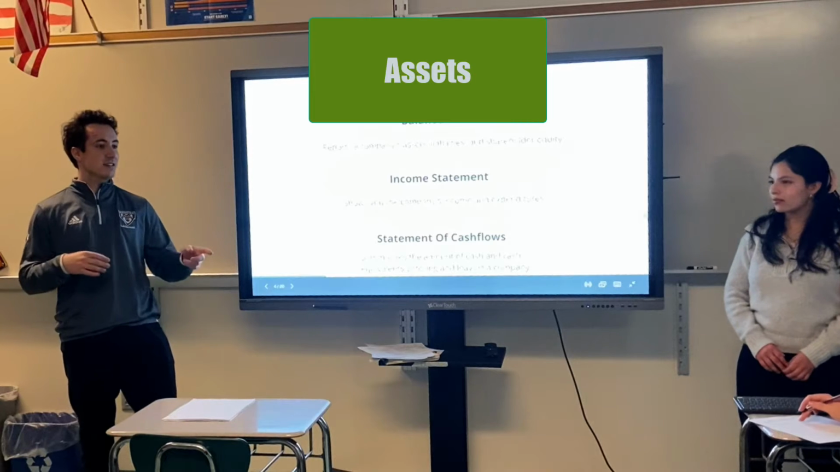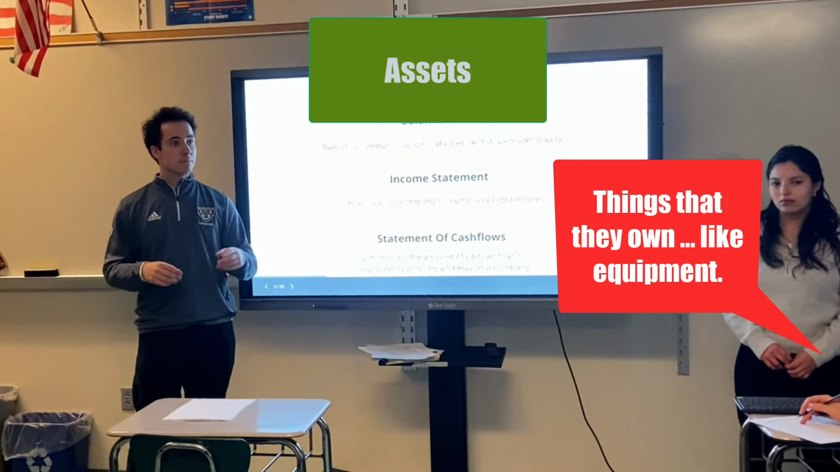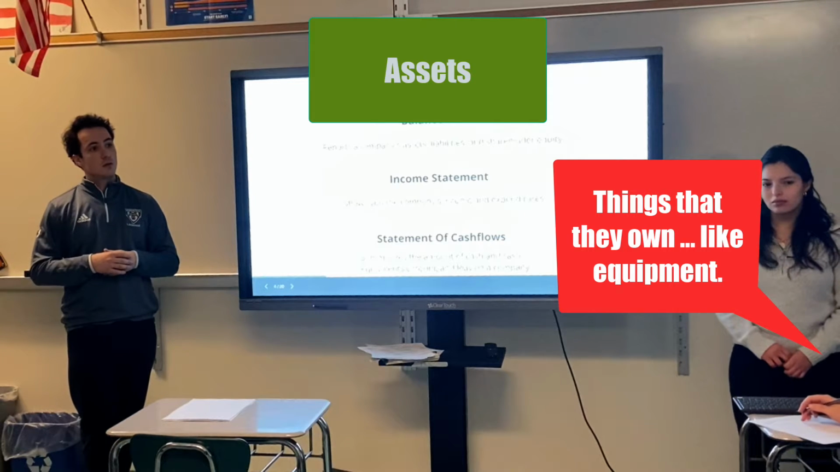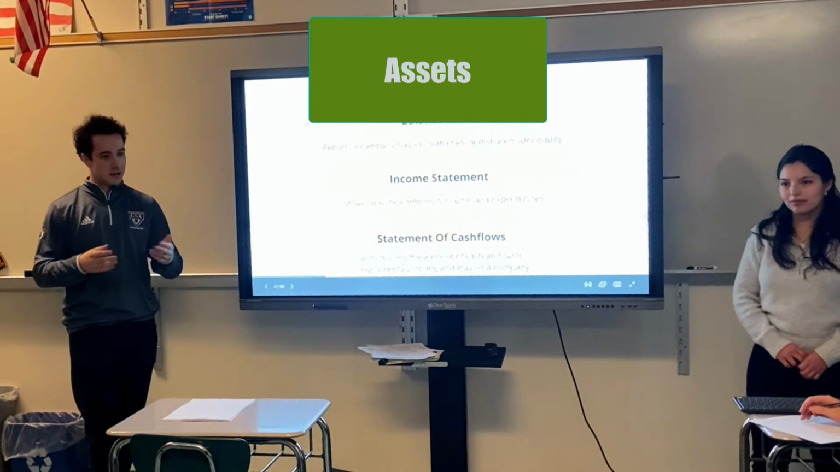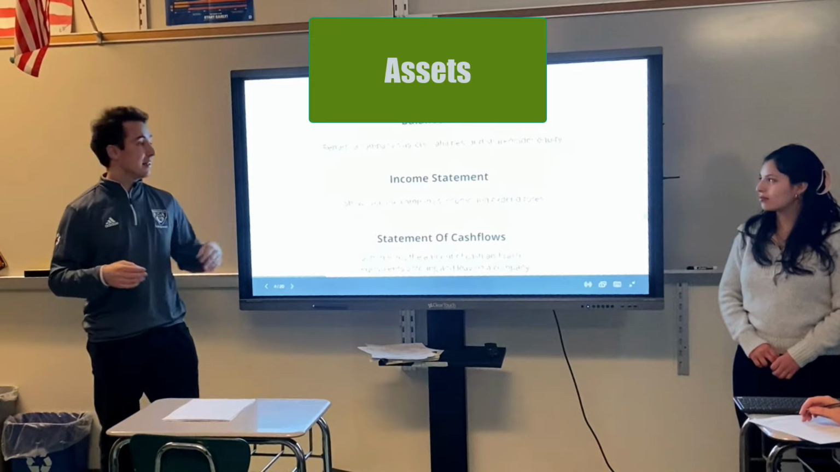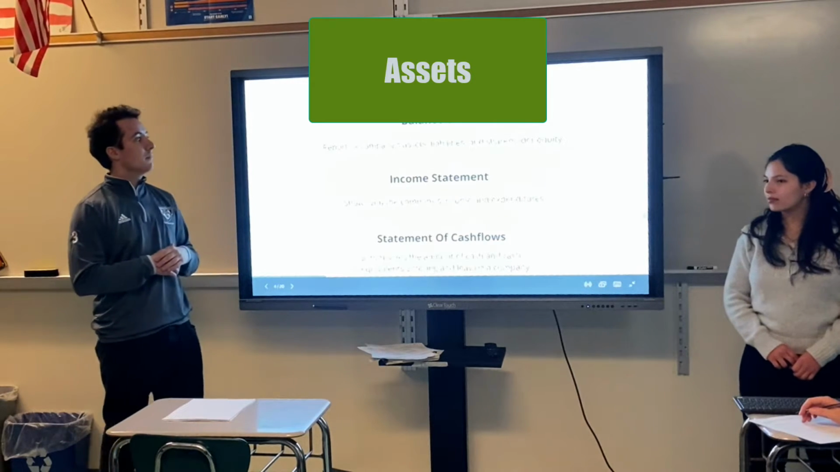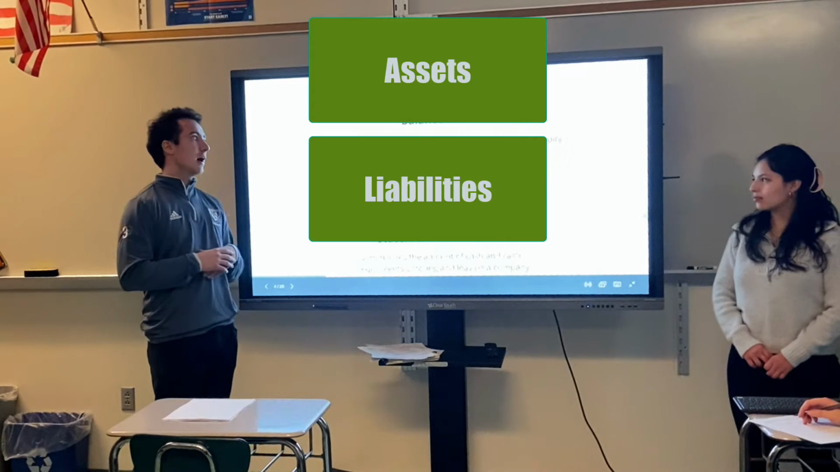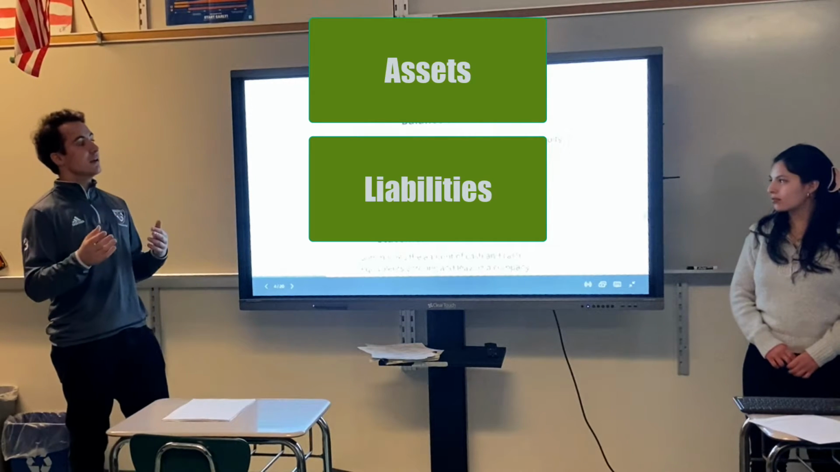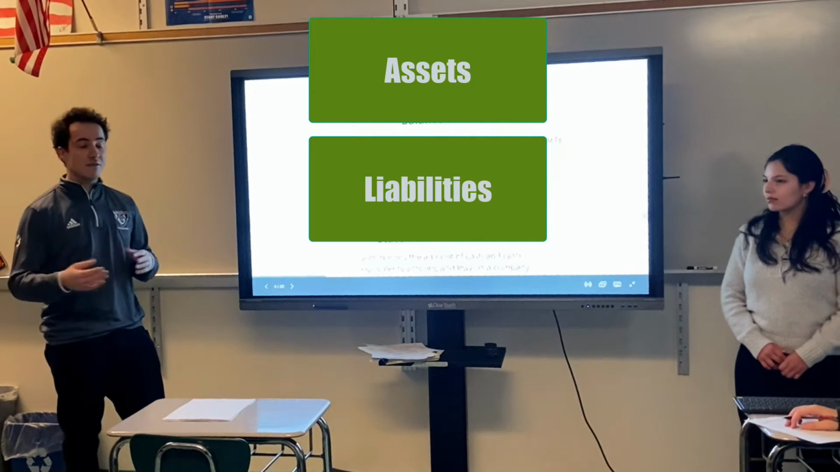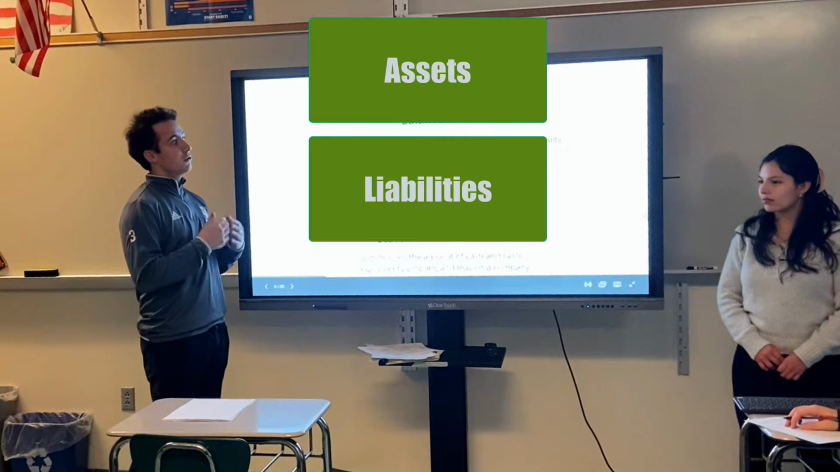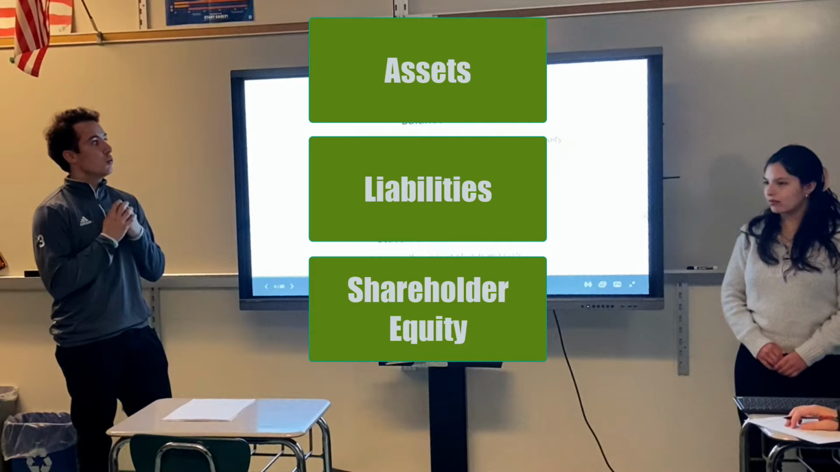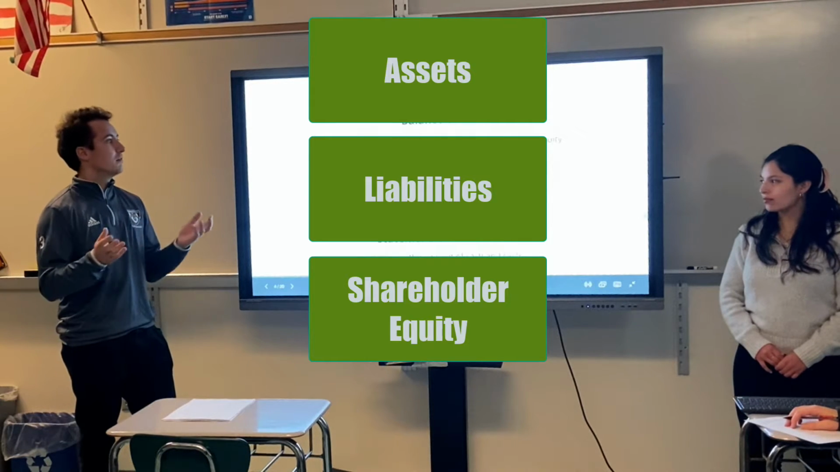Does anyone remember what an asset was? Things that they own. Can you give me an example? Like equipment or such. Exactly. And that also includes cash. Then we have liabilities. So this is things that we owe. You know, you owe money. Perhaps you have to pay someone out, or you have a loan that you have to pay off. And finally, shareholder equity, which, in simplified terms, is really how much we own of the stock that we have issued.